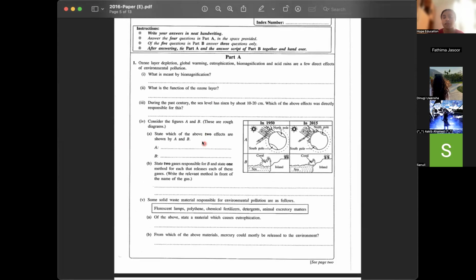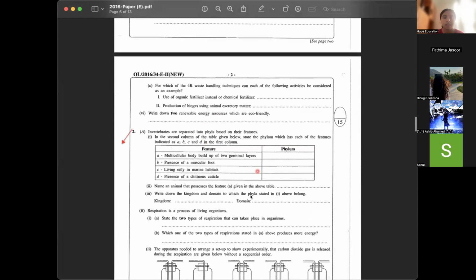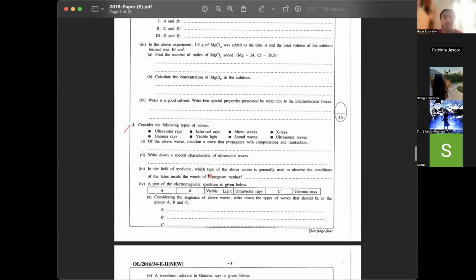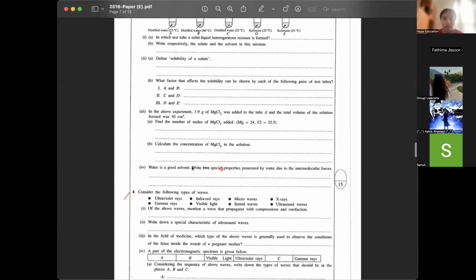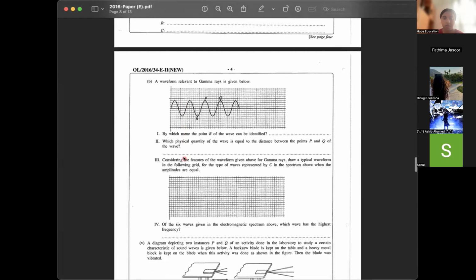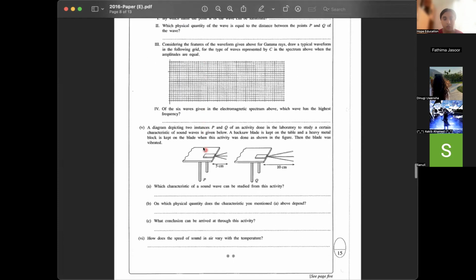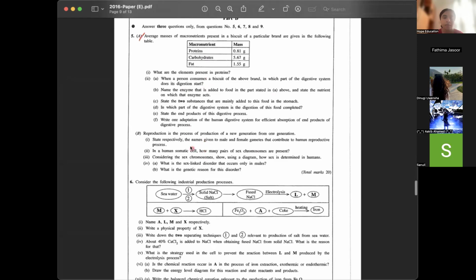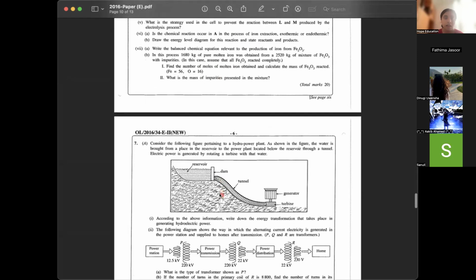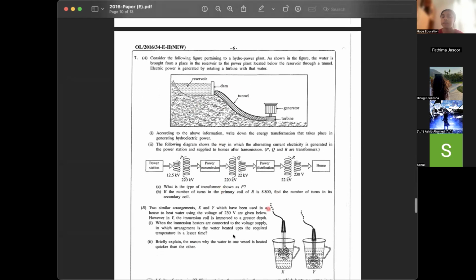First one we didn't do because it's biosphere. Second one, I remember that we did this. Third one we did. Fourth one we did. Fifth one we did, I remember. Sixth one we did. Seventh one we didn't do, no?